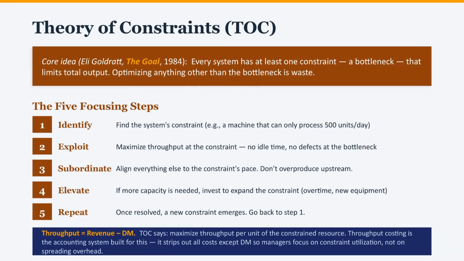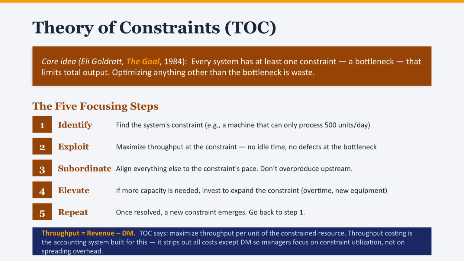Throughput costing is the accounting system built for the theory of constraints, developed by Eli Goldratt in his 1984 book The Goal. The core idea is simple but powerful. Every system has at least one constraint, a bottleneck, that limits total output. Optimizing anything other than the bottleneck is waste. It just creates work-in-process inventory that piles up in front of the constraint.